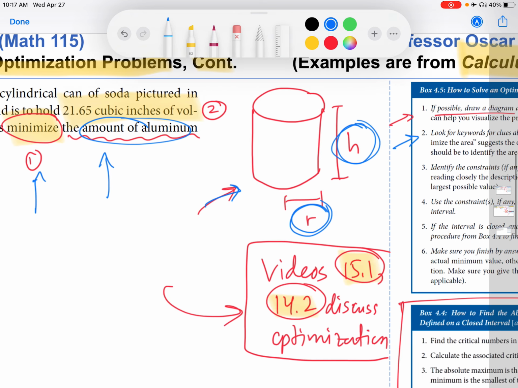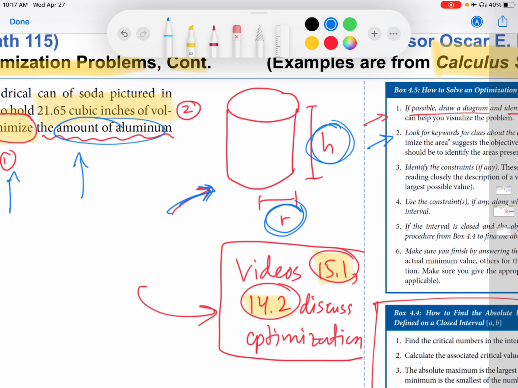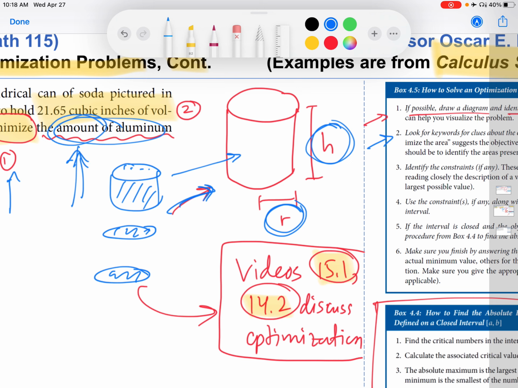So if we go back to our picture, this is one of the nice things about drawing a picture, we are building a can. So if you think of a regular soda can you might buy at a grocery store, and think about how it's built, it's got the side part, and then it's got a lid, and then it's got a bottom. So the amount of aluminum used is a question of the area, right? How much aluminum here, how much aluminum here, and then how much aluminum on the sides.